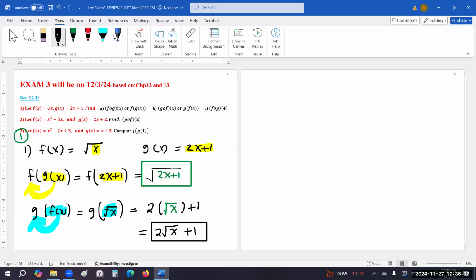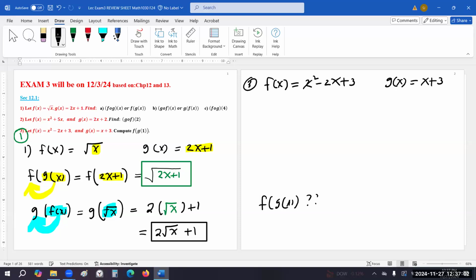Then I'll ask something like question 3, where we have f of x is x squared minus 2x plus 3, and g of x is x plus 3, and they want us to find what is f of g of 1.